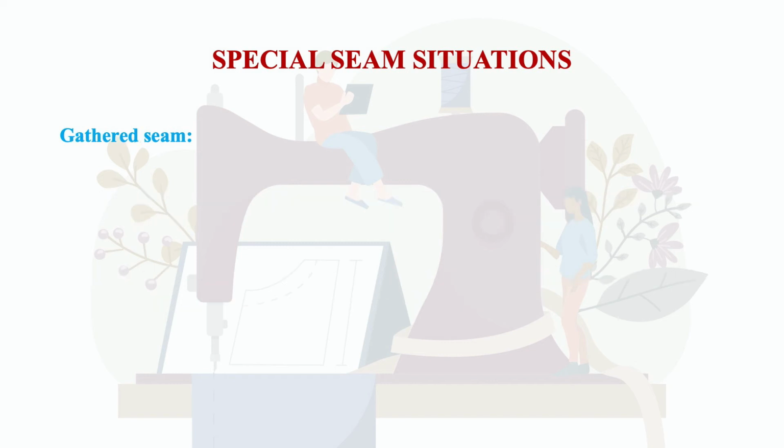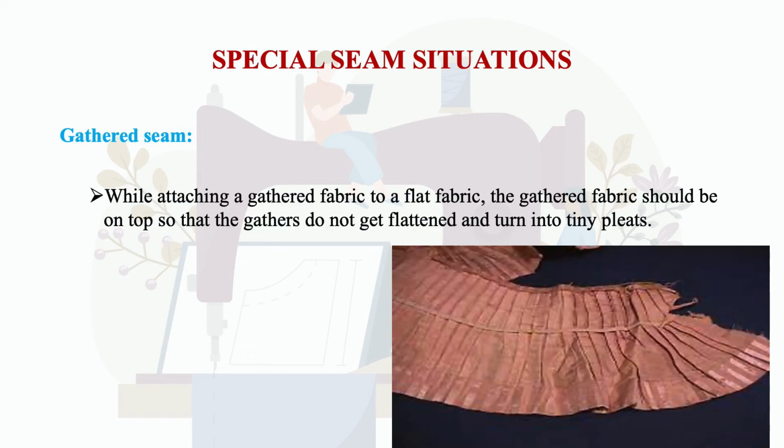Then we have the gathered seam. When we are making gathers on the fabric in the design of a garment, we attach the gathered fabric to a flat fabric. The gathered fabric should always be on the top, so that when you are stitching, you can watch whether it is going correctly or not. So always prefer to have the gathered fabric on the upper side.